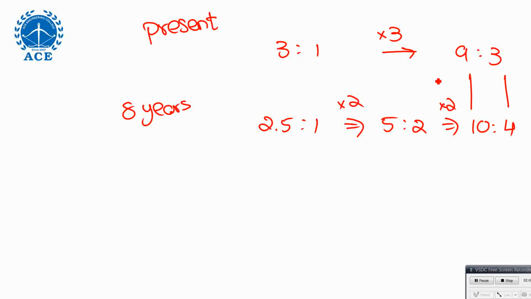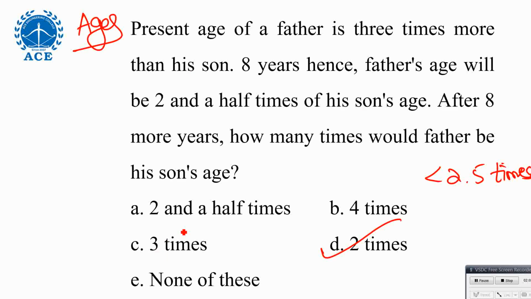Now one extra, right? Here age is 8. After 8 more years means here 8, here also 1 should be added. 11 and 5. 11 and 5, nearly 2 times. It's not exactly 2 times. They said, how many times would the father be? 2.2 we require. 2.2 times, or 2 1 by 5 times.